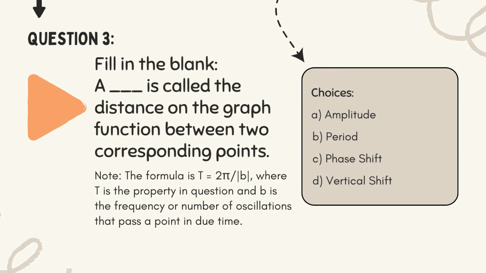Question 3. Fill in the blank. A blank is called the distance on the graph function between two corresponding points. Your options are A. Amplitude, B. Period, C. Phase shift, D. Vertical shift. The timer begins right now.